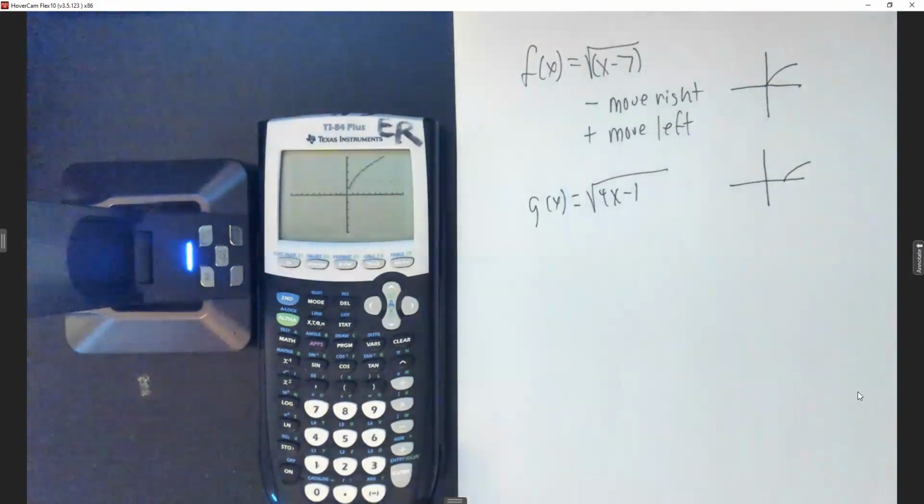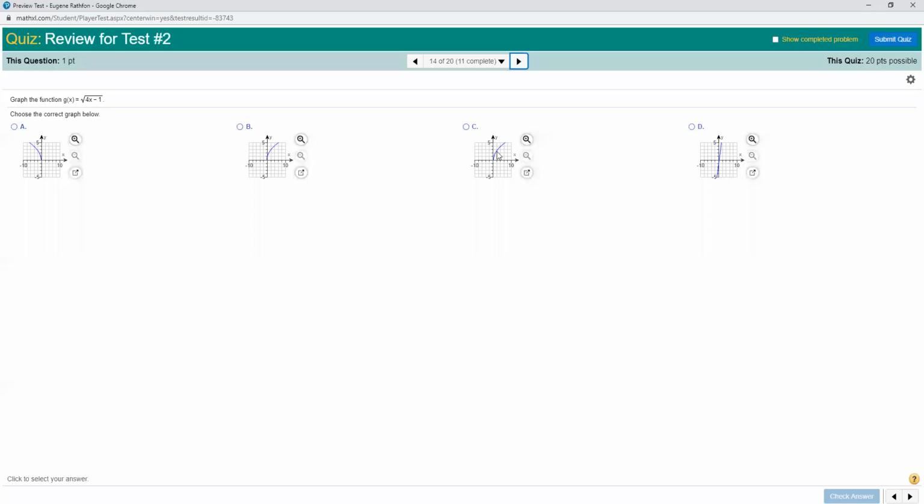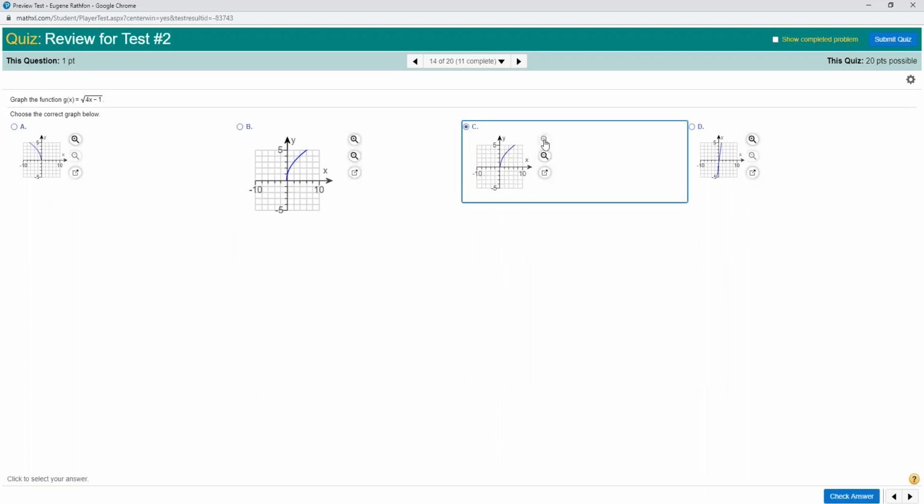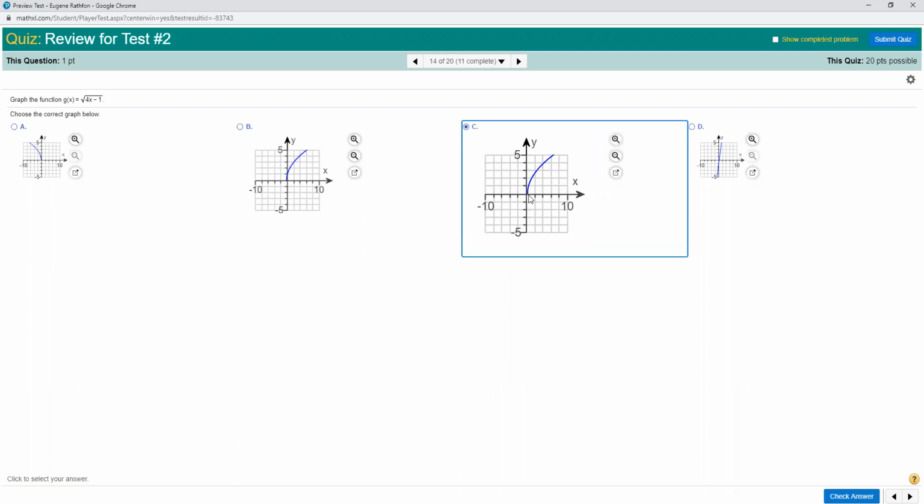Now be really careful. You see my graph here. Let's go look at their graphs. You got two graphs that look really close. So I'm going to zoom this one in. If you notice, that one goes a little bit left of the y-axis. This one, if you look, is a little bit past to the right of the y-axis. So I got to figure out, do I want B or C?